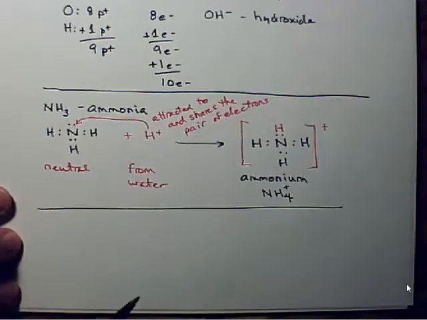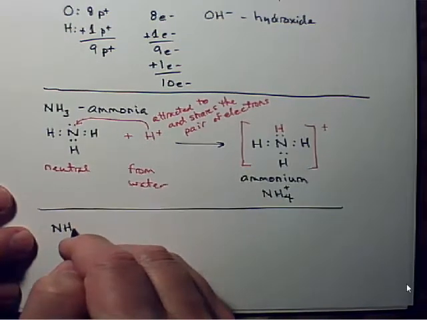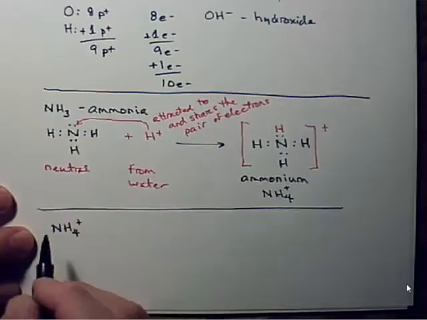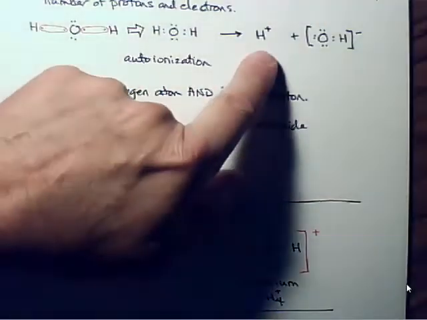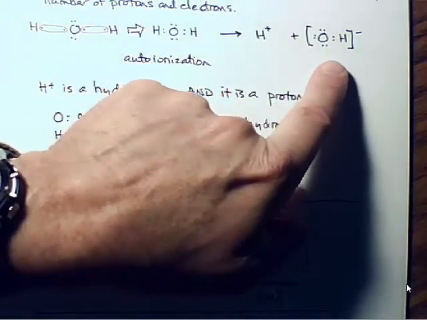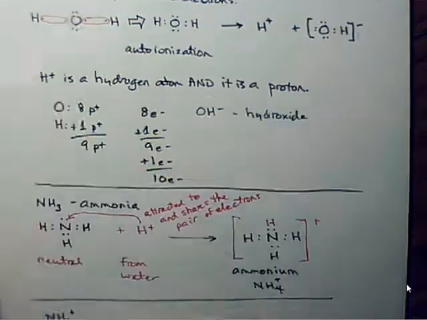Let's take it a step further. Here's our NH4. And we used up the hydrogen ion we made from water. There's also this OH over here, which we call hydroxide.